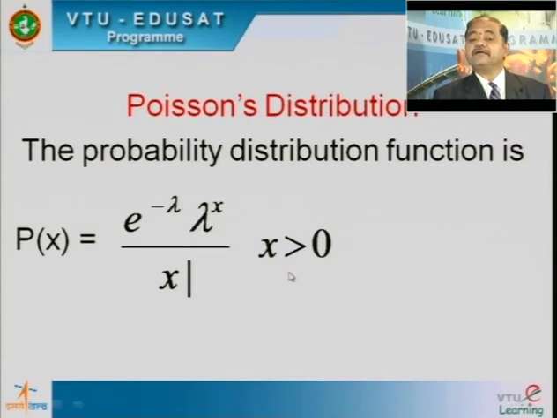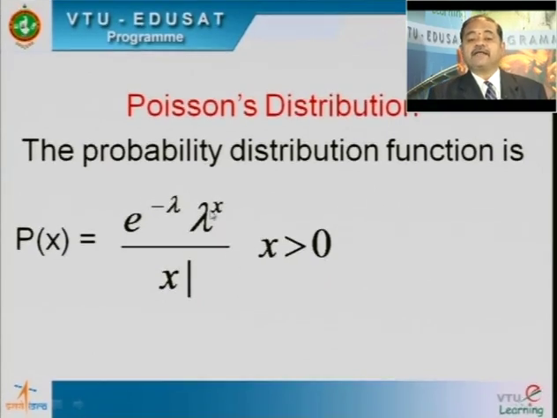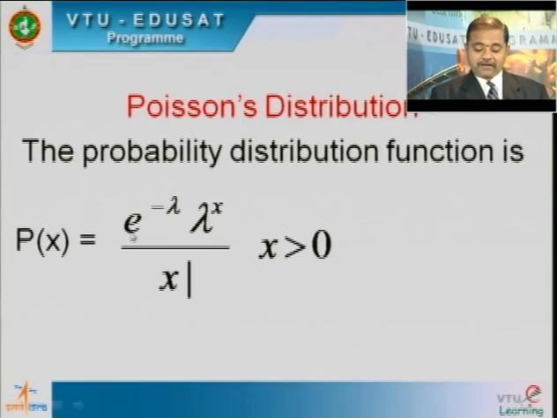Compulsorily x should be greater than or equal to 0. x cannot be negative. It can equal 0, for example in the number of defectives. Equal to 0 is also possible because 0 factorial is 1, but negatives are not possible. So that is the probability distribution function. Here I would like to mention one point.